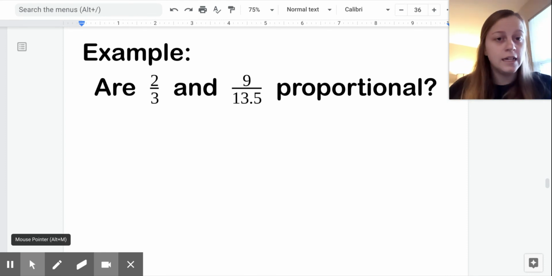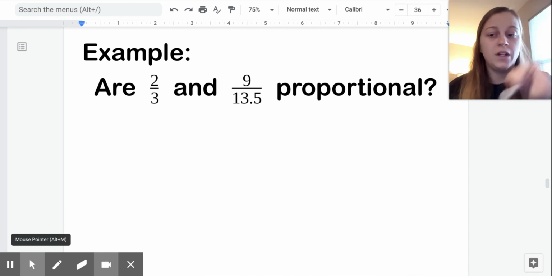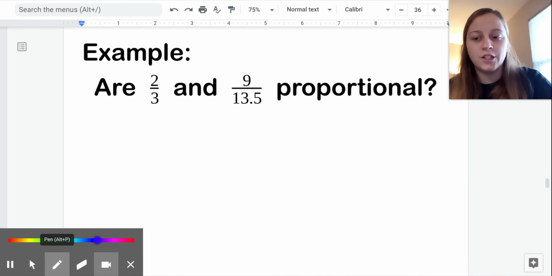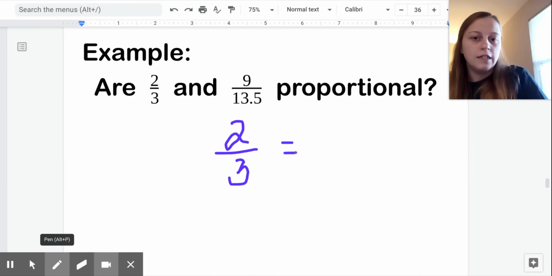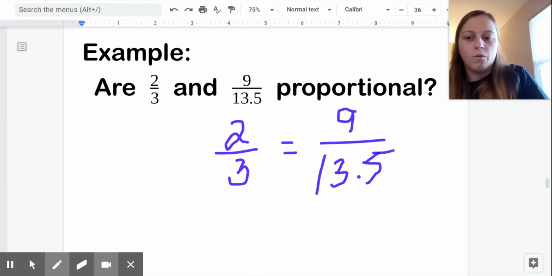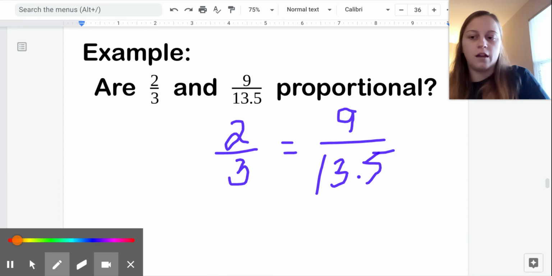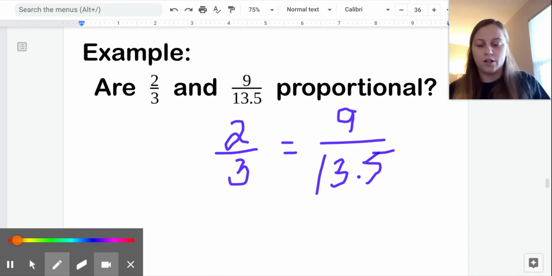Like I just said, some ratios and rates can have decimals in them. I cannot simplify 9 over 13.5, right? We don't simplify with decimals. So what we can do is set it up and use cross products. We have 2/3. Does that equal 9 over 13.5? Well, we figure it out by multiplying along the diagonals.